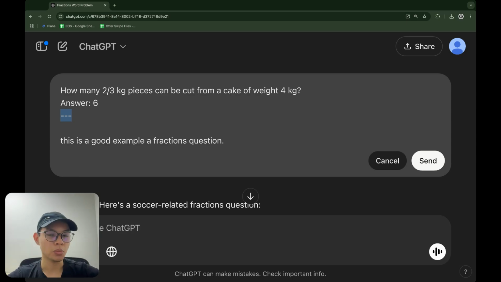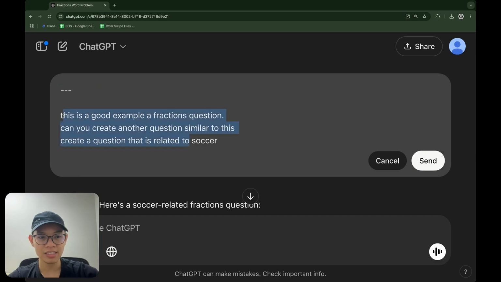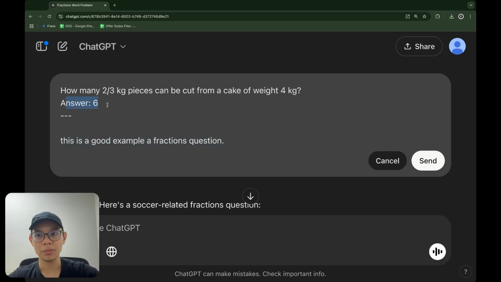For ChatGPT, what I've researched and have used every single day is that ChatGPT understands that this is just a separation. This is one piece of information, this is another. So this information is basically a good example of a fraction question. ChatGPT understands that a fraction question not only gives you a question, it also requires you to give an answer. So whenever you ask for more questions later on, it will actually give you the answer.